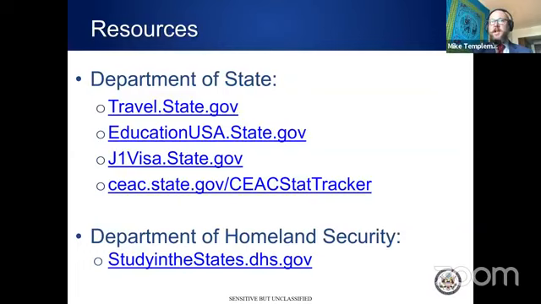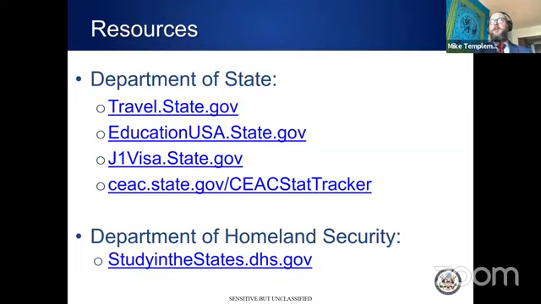For exchange scholars, j1visa.state.gov is a good resource to look at. And then for your DS-160s and for information about the actual application itself, seac.state.gov. And then finally, the Department of State issues your visa. This is part of the US government process.